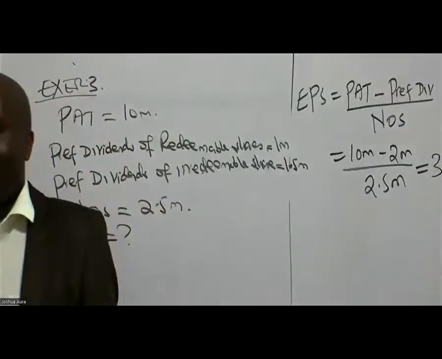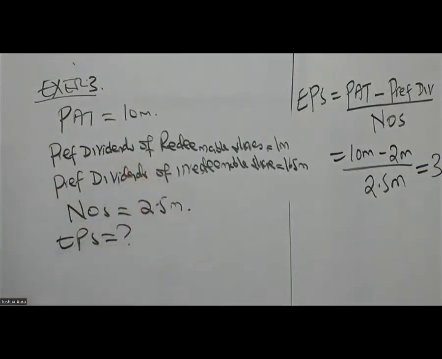Yes. So we have profit after tax, 10 million. We have preference dividends of redeemable shares, 1 million. We have preference dividends of irredeemable shares, 1.5 million. And then we have a number of ordinary shares of 2.5 million. So they simply wanted to get EPS. Which dividend am I going to subtract here? Am I going to subtract both of them, or preference dividend of irredeemable shares? Which one should I subtract?